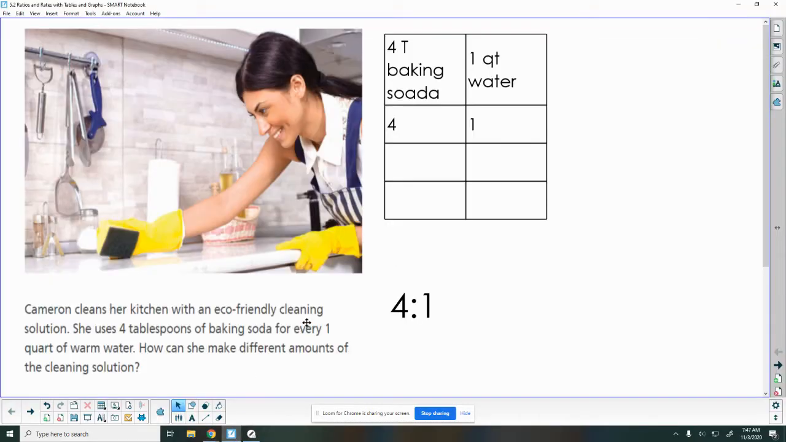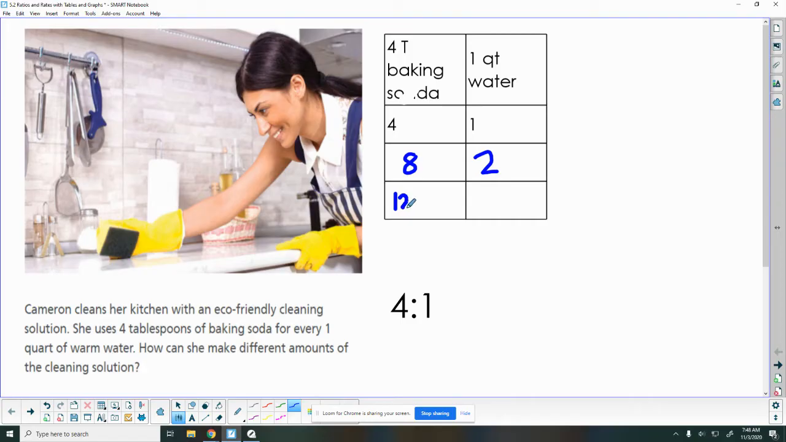Okay, so I thought of the Spark Your Learning in a couple different ways here. So the first thing I thought of was I could make a table. So I could make a table to say I have 4 tablespoons of baking soda to 1 quart of water. So if I want to double that, that would mean I make 8 tablespoons of baking soda and 2 quarts of water. I could even triple this. So 4 times 3 is 12.